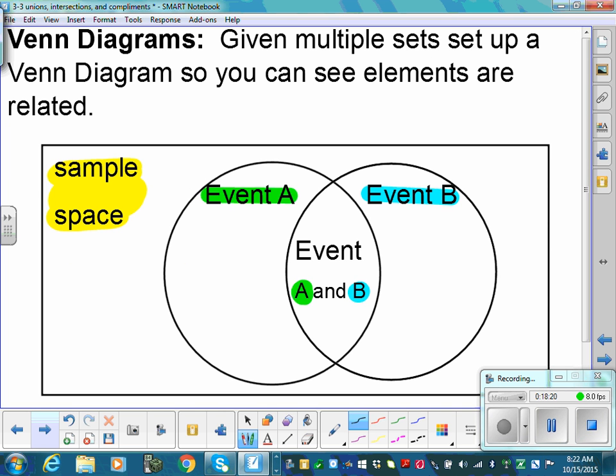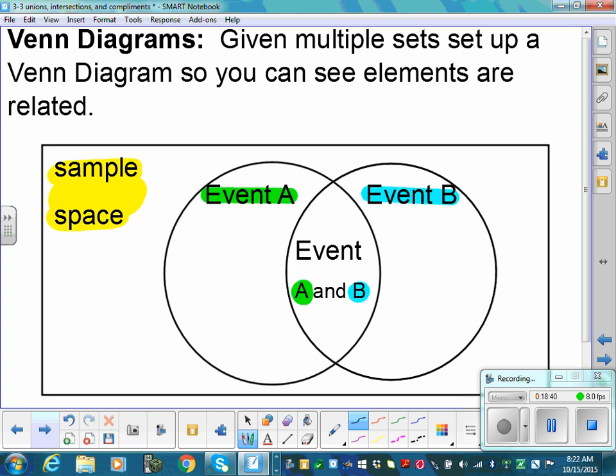All right, so we know how Venn diagrams work. Yesterday we had a problem where it would have been helpful to have this lesson before that problem, but that's okay. A Venn diagram just helps you categorize data. You'll be given multiple sets and put them in a Venn diagram, and remember that Venn diagrams make it easy to see where the elements are related.